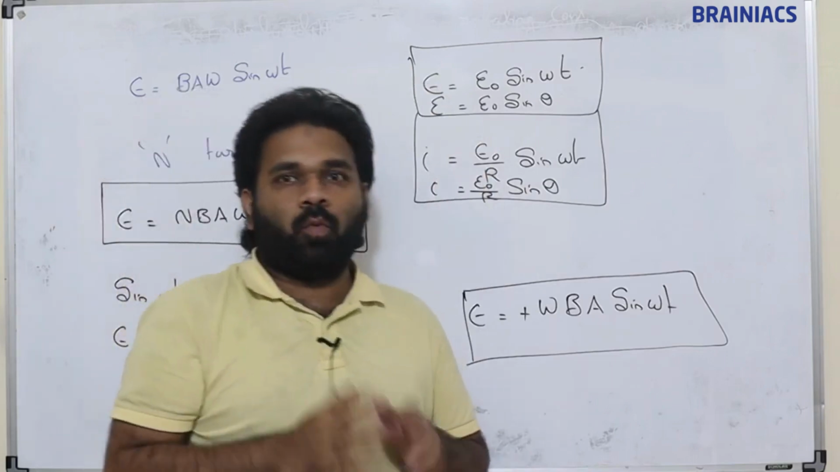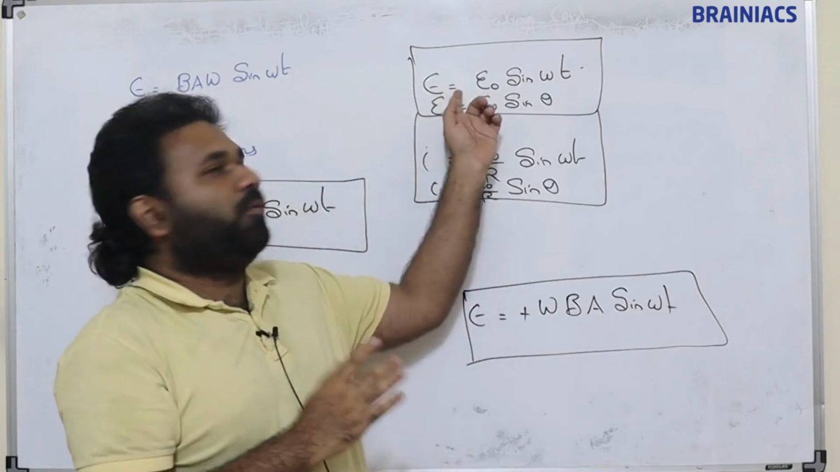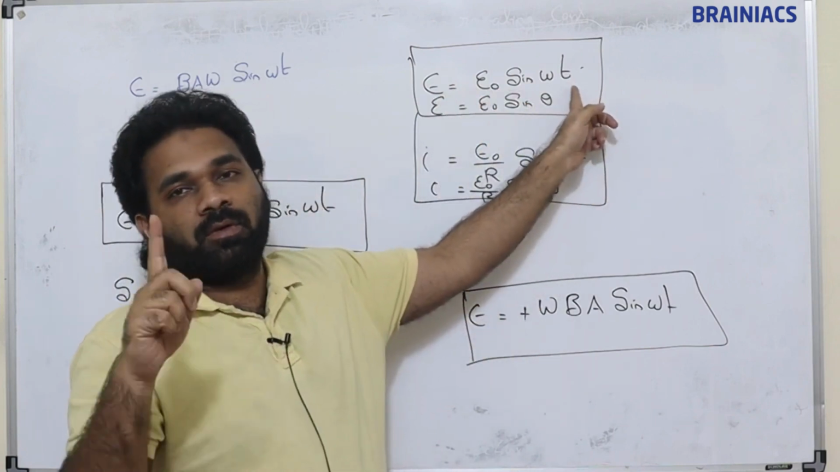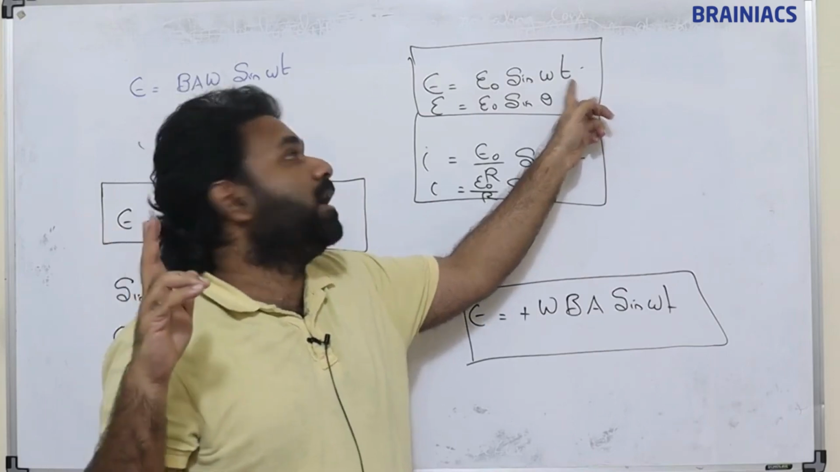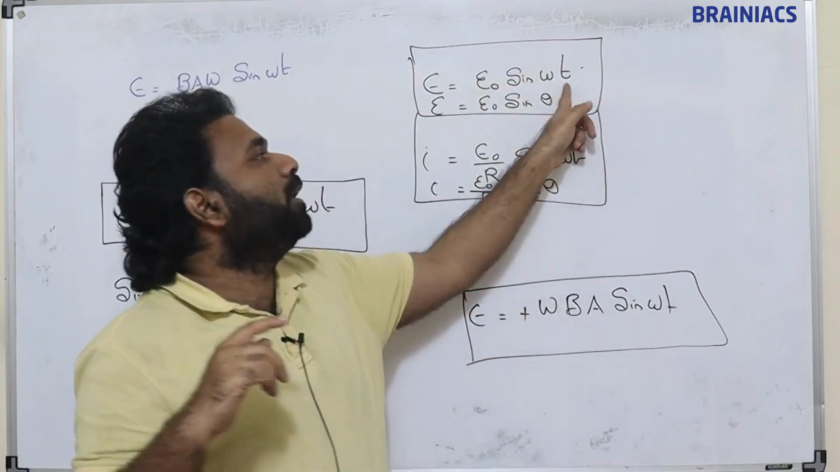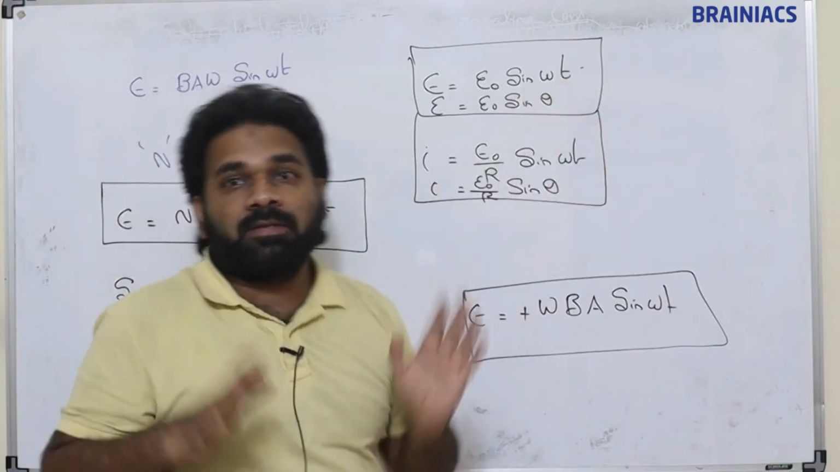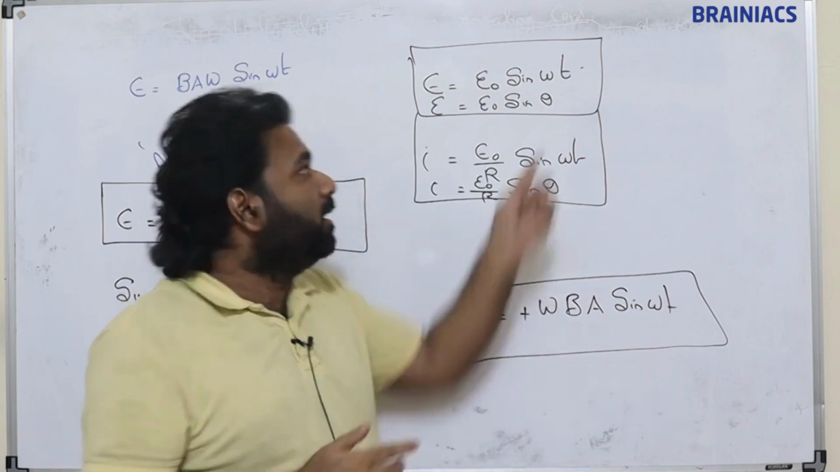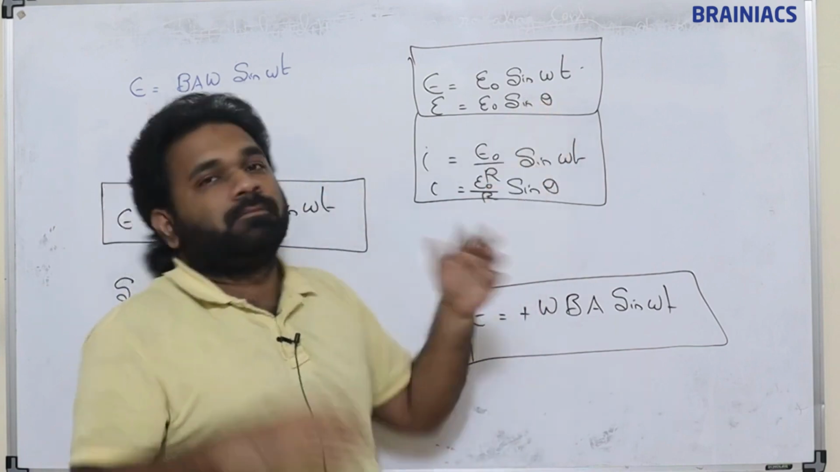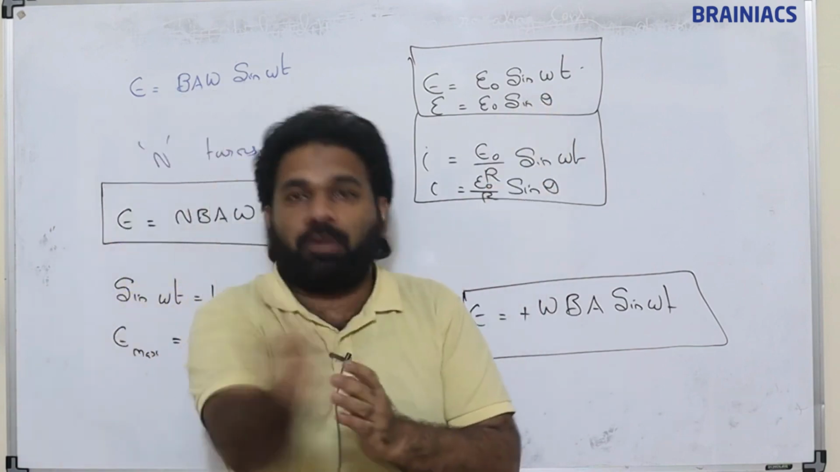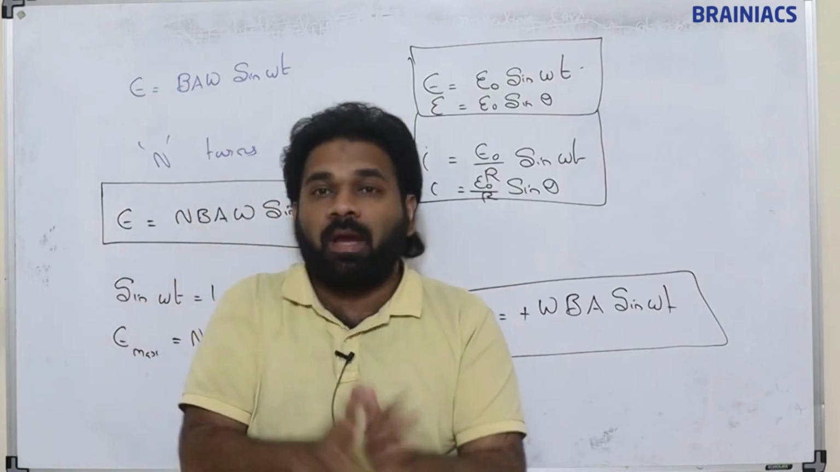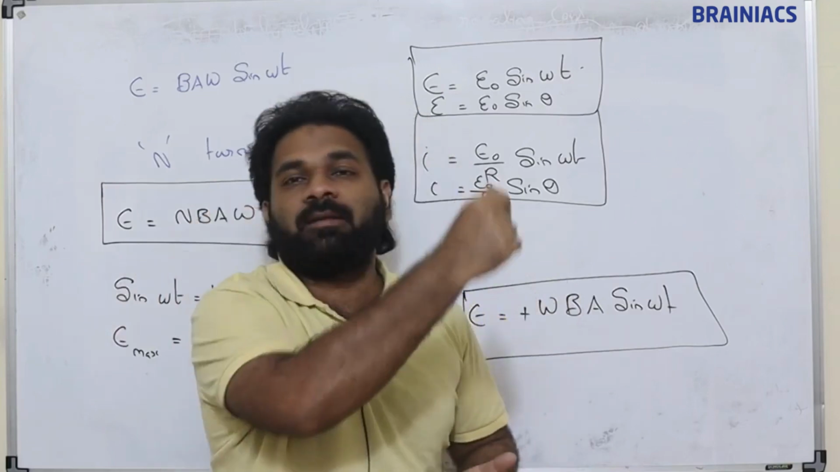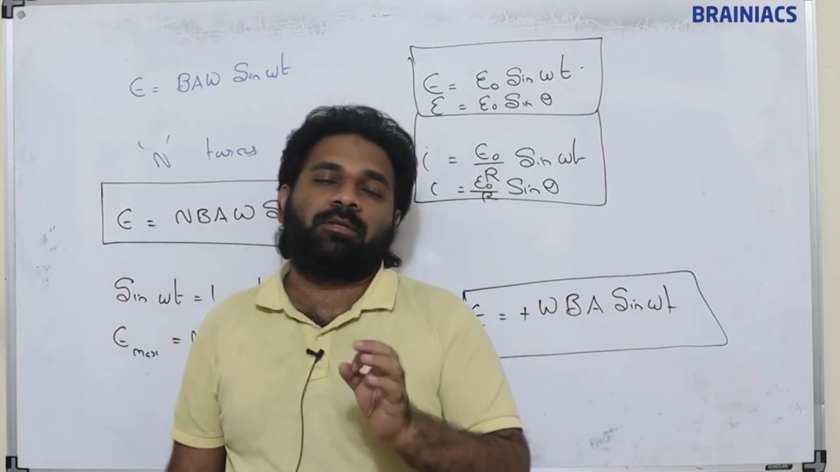Someone is asking what is the EMF at time t equal to 1 second. Put the time here, t is equal to 1. What is the induced EMF when the time is equal to 0? Put 0 here, and we'll get the answer. What is the induced EMF if the angle between the magnetic field and the area vector is 30 degrees? Put 30 degrees here. So for the situation at a particular instant of time, at some angle, at some time, we get the value of induced EMF, current, everything. Instantaneous value.